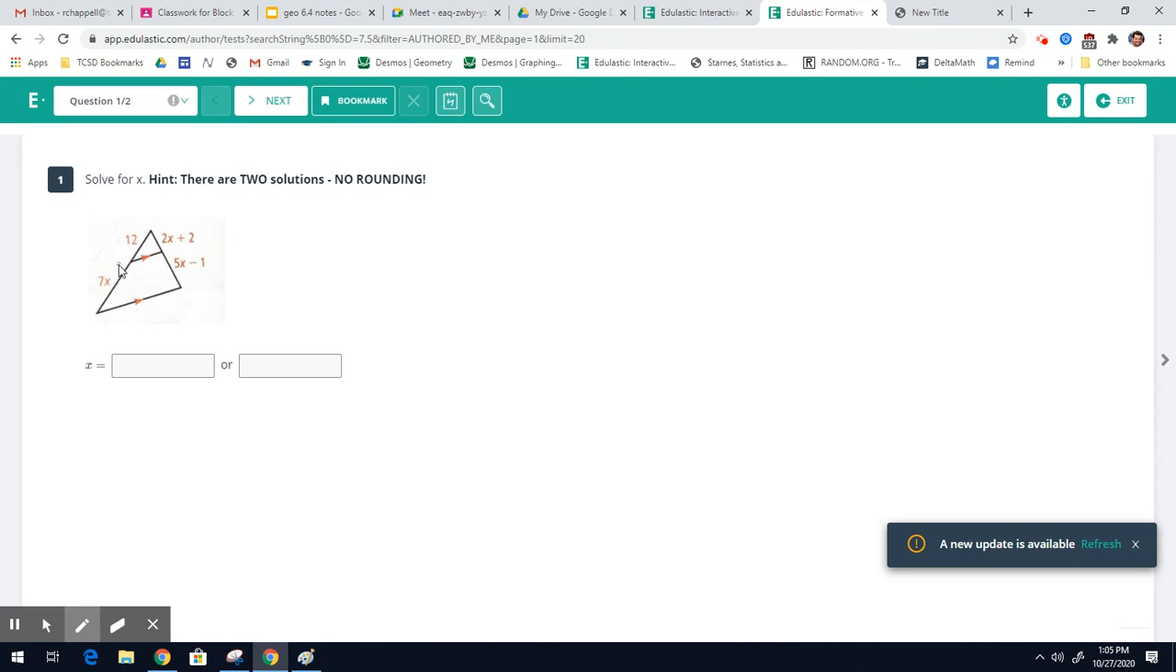theorem. This is the side splitter theorem because this segment going through the triangle is parallel to the third side, breaking the other two sides into proportional segments. So our initial proportion, I'm going to make 12 over 7x equals 2x plus 2 over 5x minus 1.